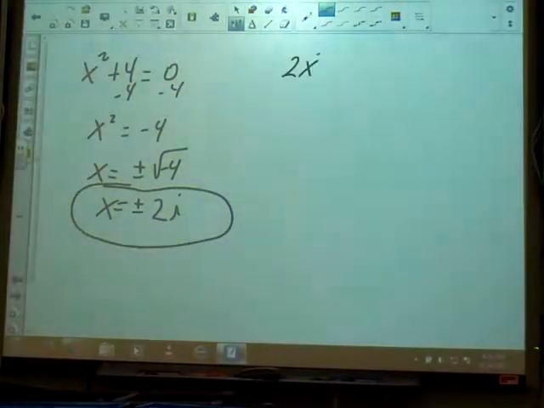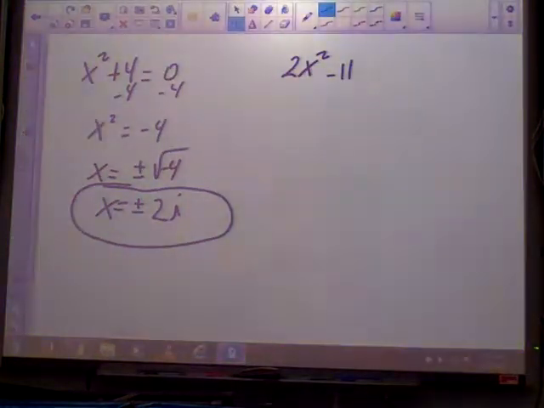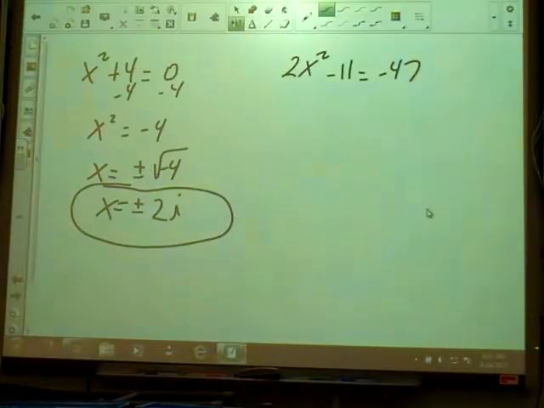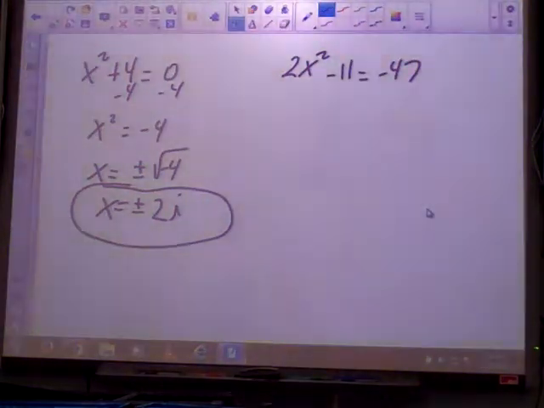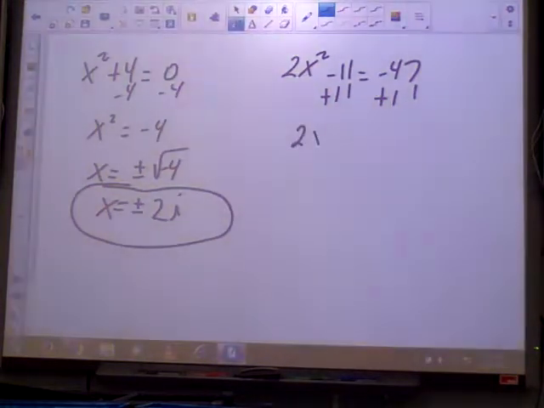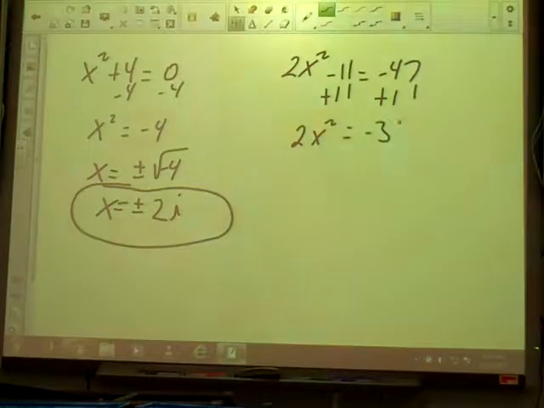2x squared minus 11 is equal to negative 47. Alright, Trevor says we're going to add 11. Everybody alright there? Yep. The reason that's a good move, keep all this in context, is because we don't have a b. So 2x squared will be negative 36. Is that right? Yep. Now what?